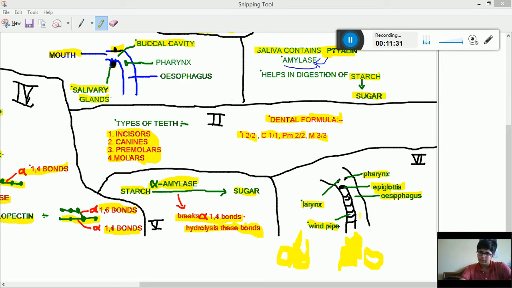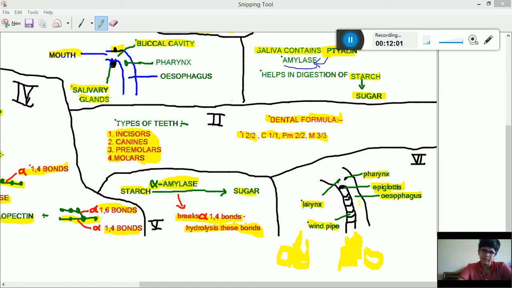So I'm going to now explain the functioning of the esophagus. The basic function of the esophagus is to send the food from the buccal cavity to the stomach. The food is semi-digested, actually only 30% starch digested, because only 30% of the starch is digested in the buccal cavity. So 30% digested starch will go through the pharynx to the esophagus.